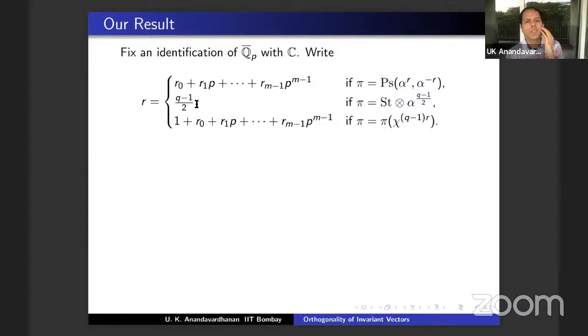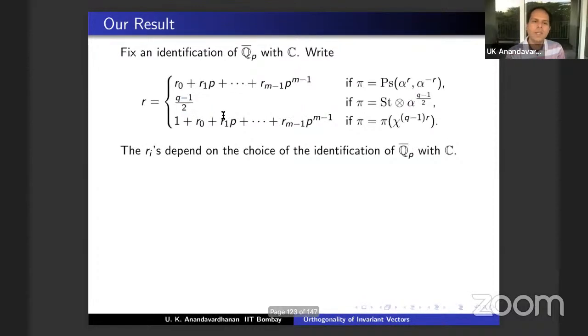Okay, so here I have written Q minus 1 by 2, but what is the p-adic expansion of Q minus 1 by 2? It is p minus 1 by 2 plus p minus 1 by 2 times p, dot dot dot, p minus 1 by 2 times p power m minus 1. All the Ri's are p minus 1 by 2. That is Q minus 1 by 2. And in the cuspidal case, you write slightly carefully, you write as 1 plus R0 plus R1 p, etc. Just put a 1, subtract 1 and then do the p-adic expansion. So you get this R. Now the point to note is that these Ri's depend on, so I have suppressed the notation, these Ri's depend on this identification.